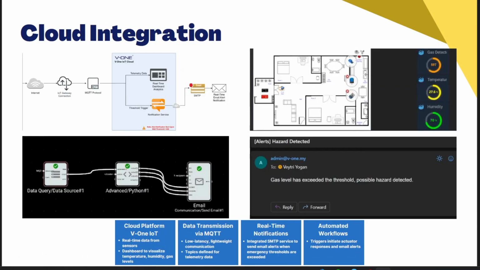Now, how do we integrate that to the cloud? We are exclusively using the V1 IoT cloud platform, which enables seamless data management. We are looking at real time monitoring, which visualizes sensor data on a user friendly dashboard, data transmission, which uses MQTT for efficient communication, and alerts, which are sending email notifications via SMTP when thresholds are exceeded. And in this case, the threshold is 800 for the gas sensor. And we are looking at automated workflows and actuator responses based on triggers.